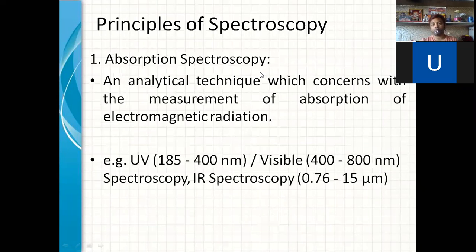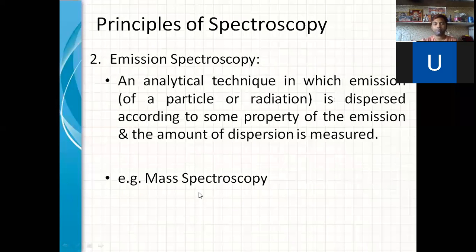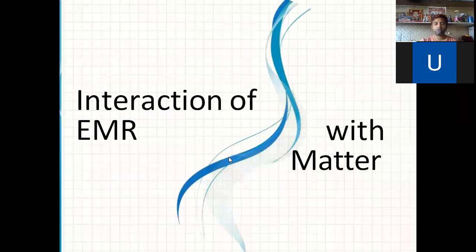What is absorbance spectroscopy? It is an analytical technique concerned with the measurement of absorption of electromagnetic radiation. We already know that UV is 185 to 400 nanometers and visible is 400 to 800 nanometers, so the total UV visible spectrum is 180 to 800 nanometers, or sometimes 750 nanometers. IR spectroscopy is 0.76 to 15 micrometers. Emission spectroscopy is not in our syllabus, so we will not discuss it.